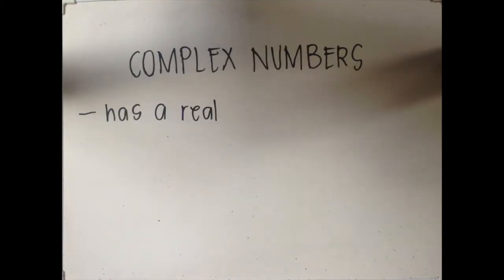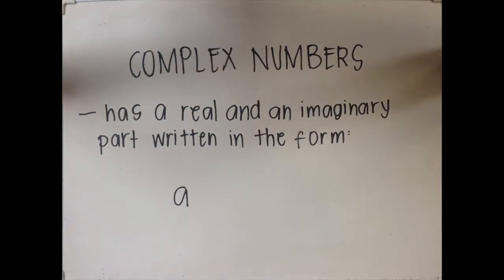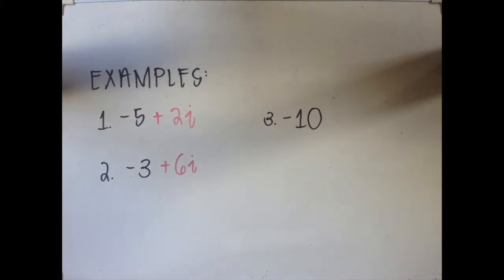Complex numbers have a real and an imaginary part written in the form a plus bi. A real number can be a fraction, a decimal, or an integer, while an imaginary number is a value that contains a negative square root. Here are some examples of complex numbers: negative 5 plus 2i, negative 3 plus 6i, negative 10, and 8i.